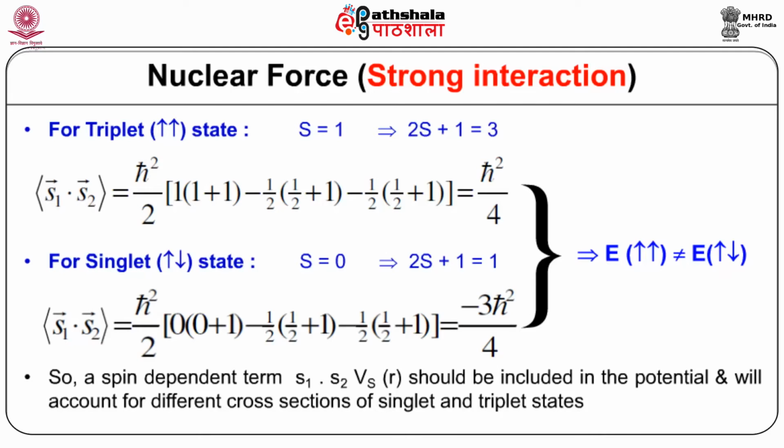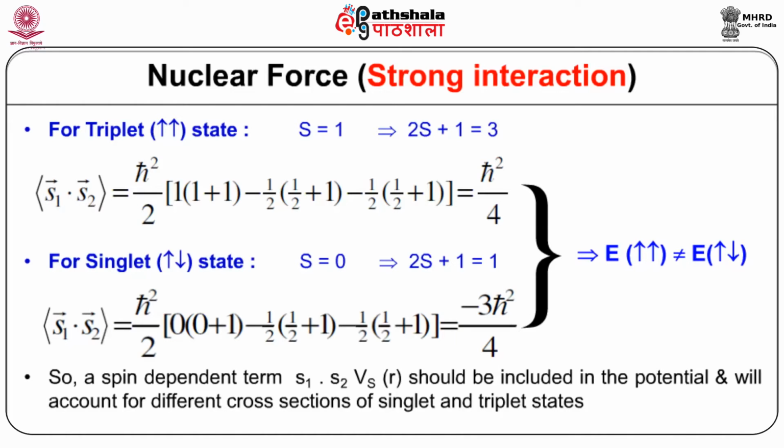For the singlet state, which means the neutron and proton have opposite spin, capital S is equal to 0, so 2S plus 1 is equal to 1. So the expectation value of S1 dot S2 in this state is equal to minus 3ħ² by 4.